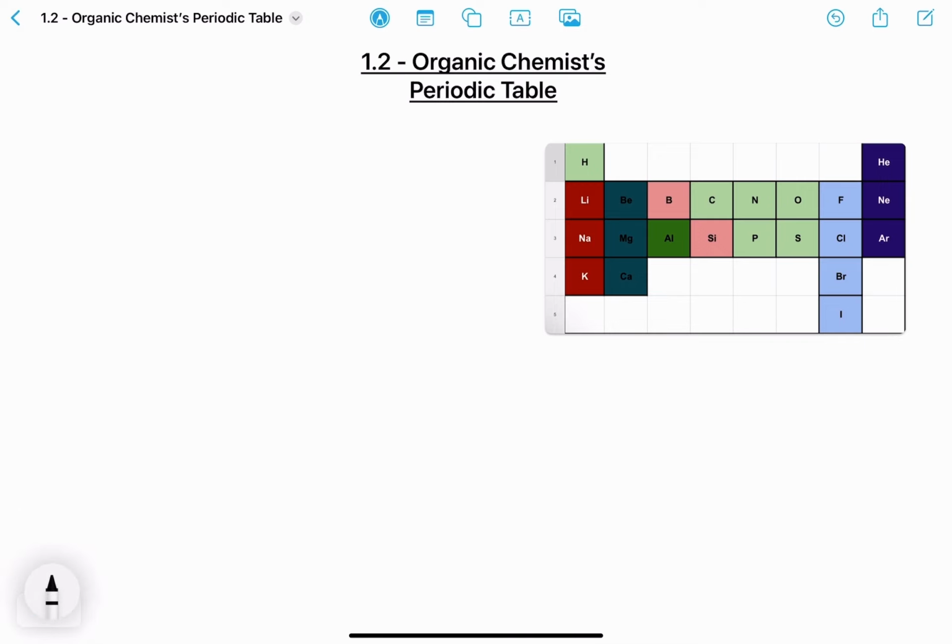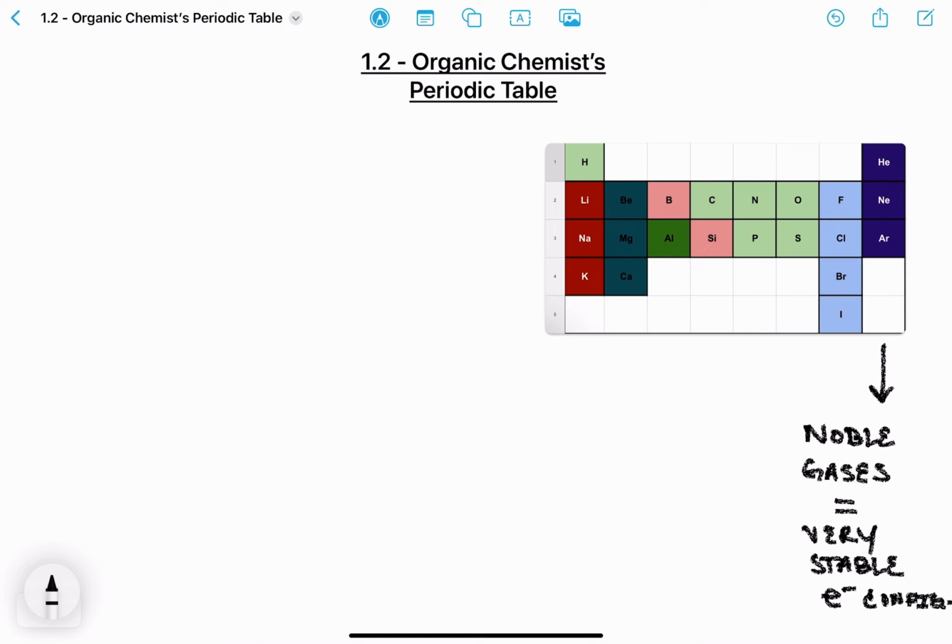What we're looking at is the organic chemist's periodic table. A couple things to note about this table is that it's a condensed table, and so it doesn't have all the atoms that the full periodic table does. If we look at the noble gases, and this is review from Gen Chem, we know that the noble gases have a very stable electron configuration. And so a lot of the other atoms are going to have that goal to attain that same stable configuration.